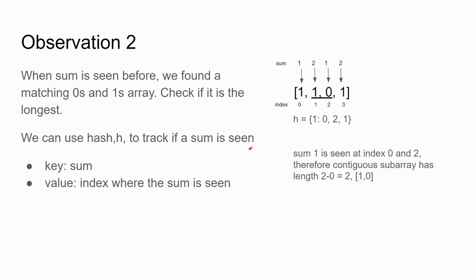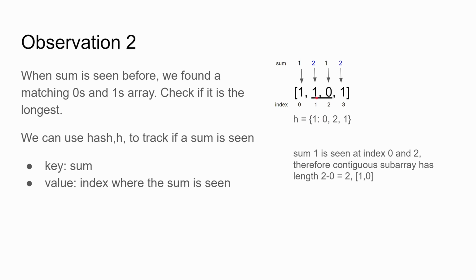For another observation, when sum is seen before, that means there are matching zeros and ones in the array, so let's check if it's the longest. It could use a hash, h in this case, to check if sum is seen. The key is the sum, and the value is the index. So in this case, it sees 1 at index 0, so in the hash, it will have 1 as the key, and the value being the index 0.